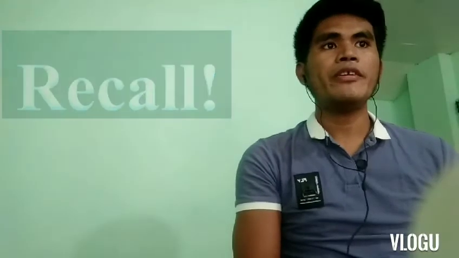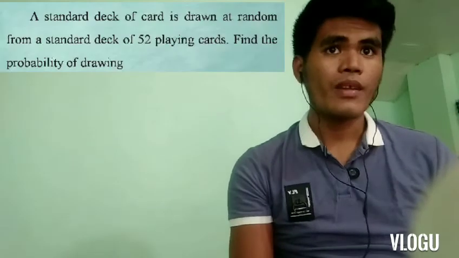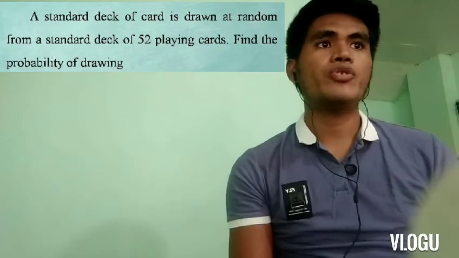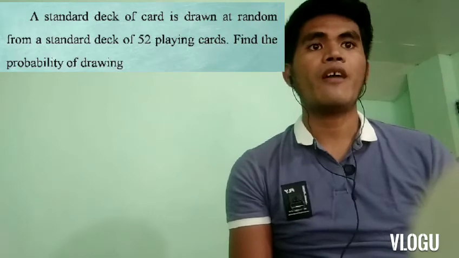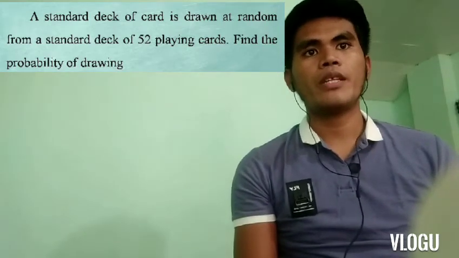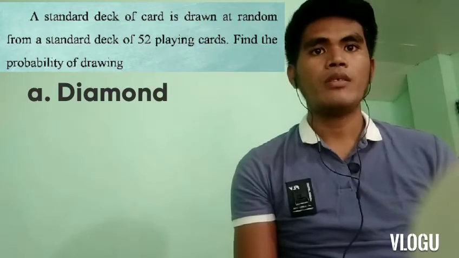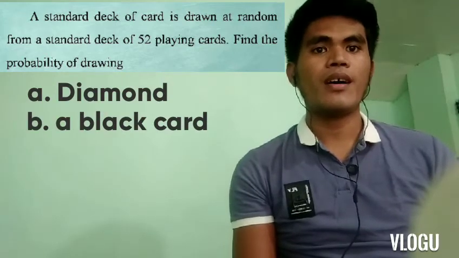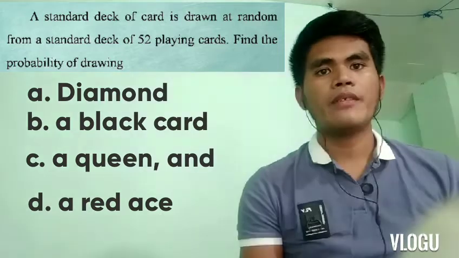Recall, we have learned in your past lesson how to compute the probability of an event. To check your understanding about our previous discussion, let's have a review. A card is drawn at random from a standard deck of 52 playing cards. Find the probability of drawing a diamond, a black card, a queen, and a red ace.